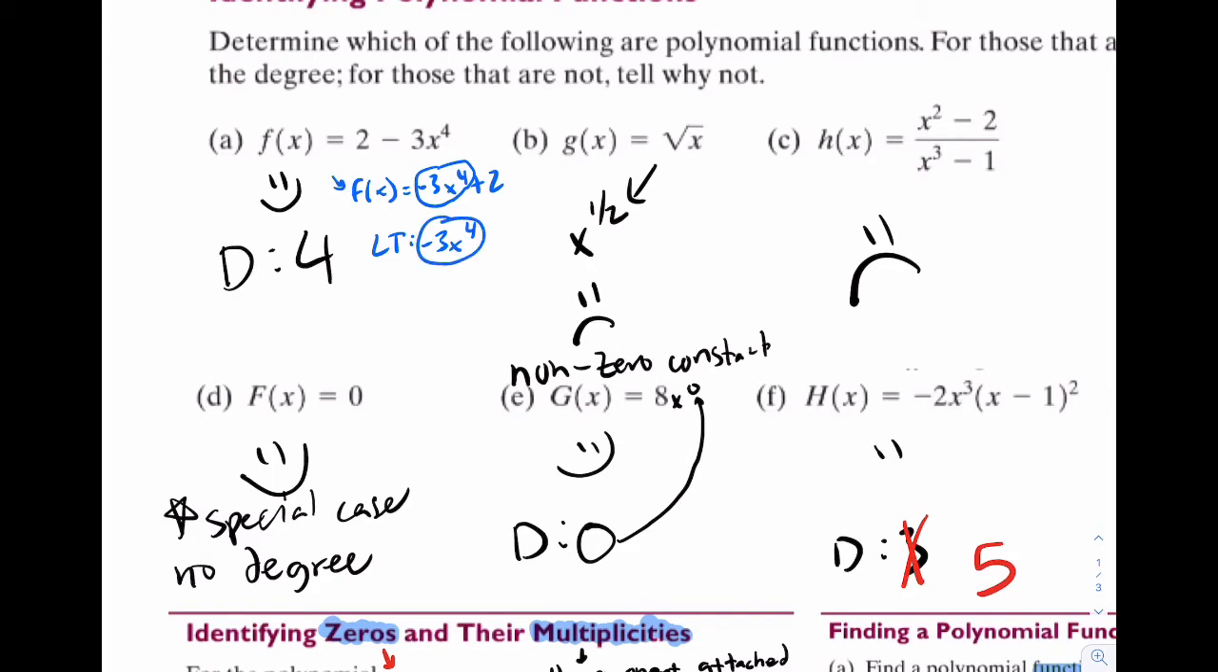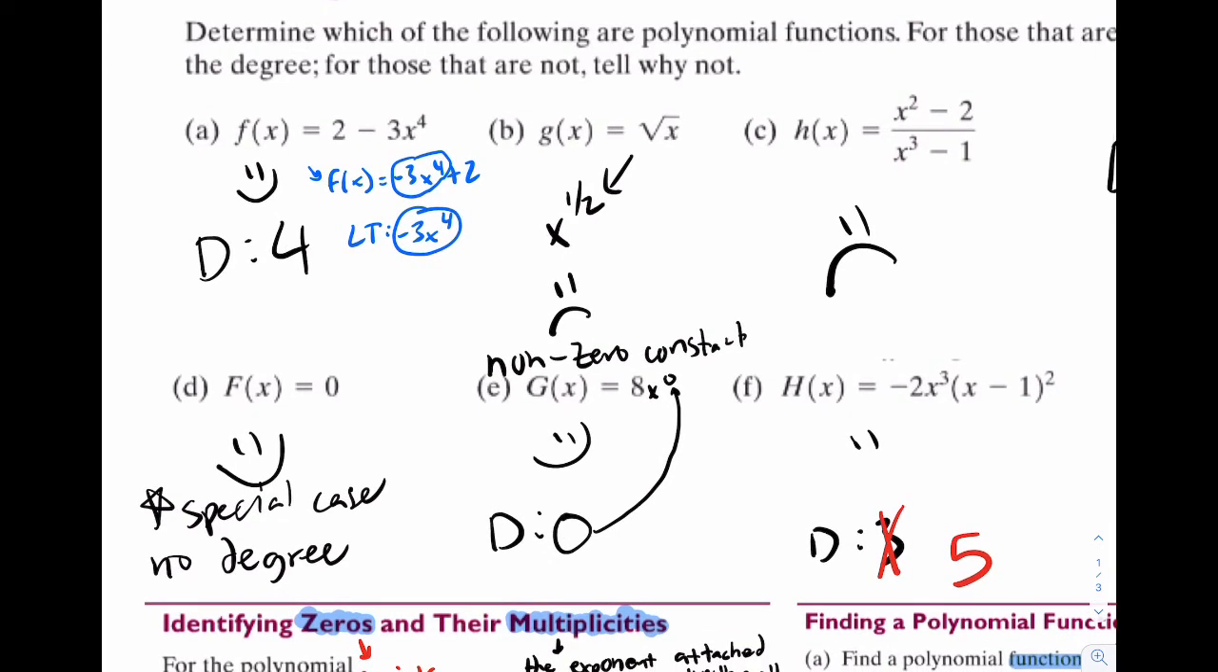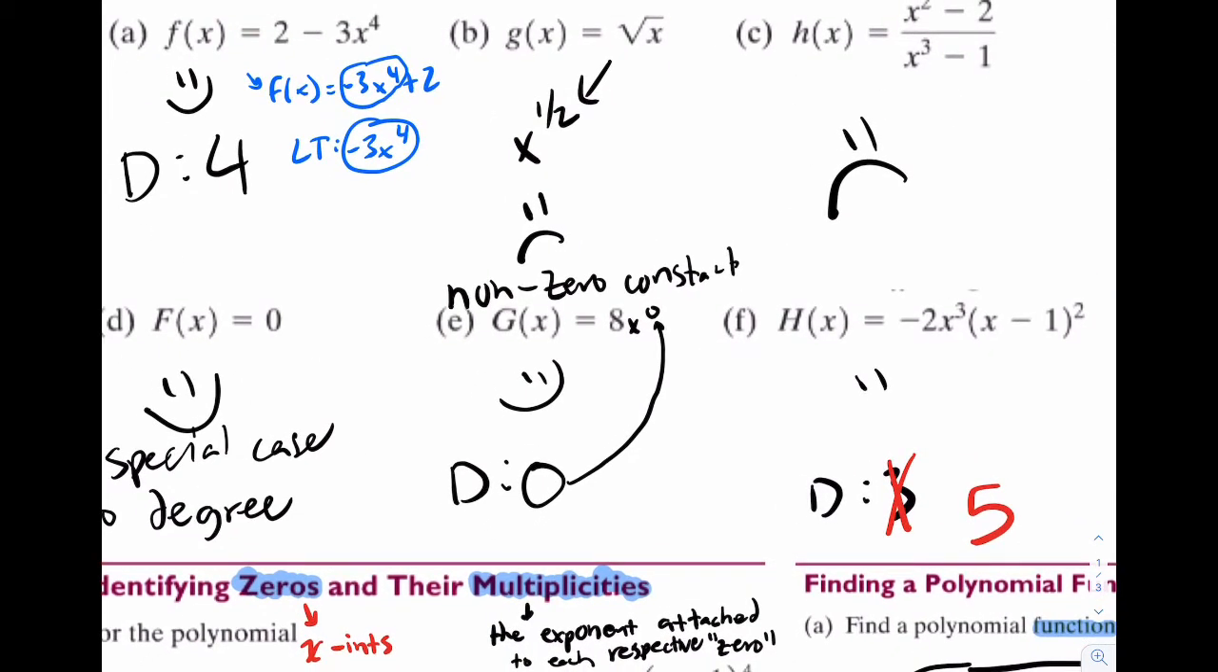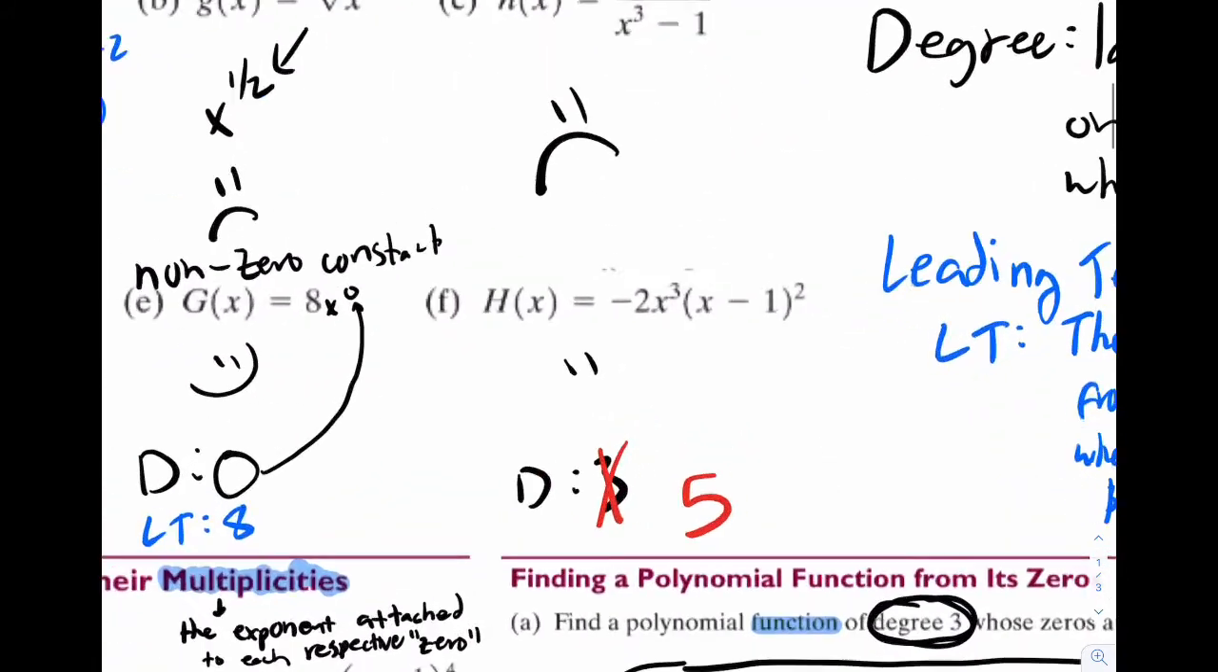No problem. For D, we'll skip that because that's kind of a weird one. For E, well, there's only one term, so I'll just write leading term. That's going to be 8. And F is the cool one.